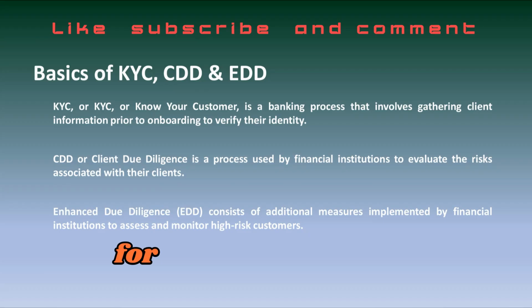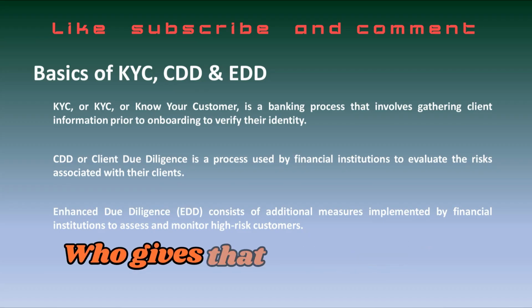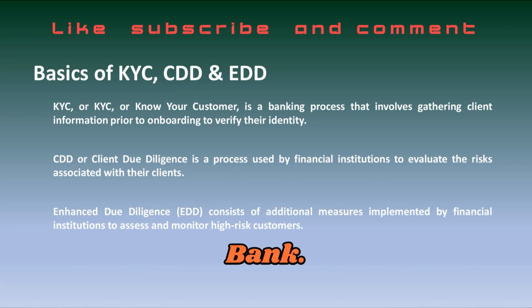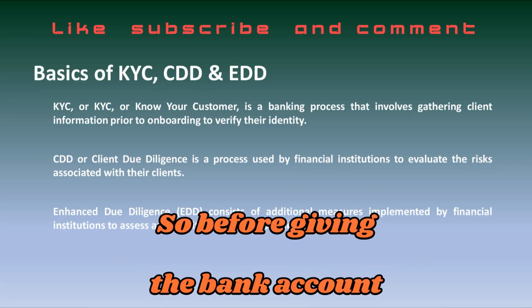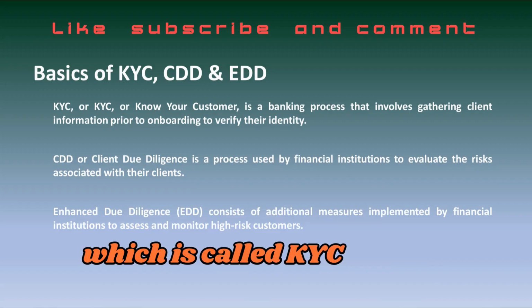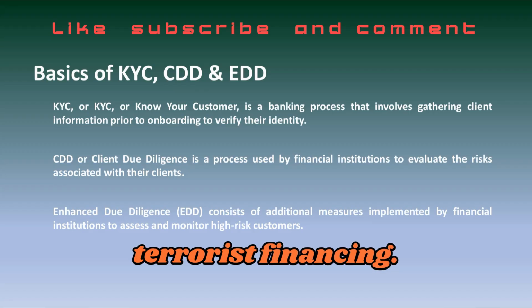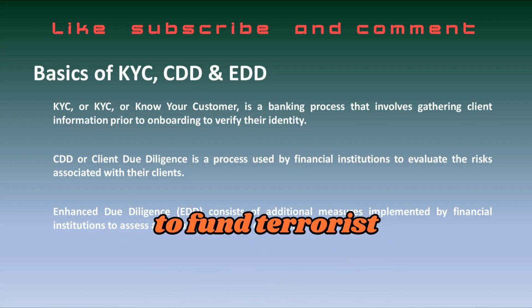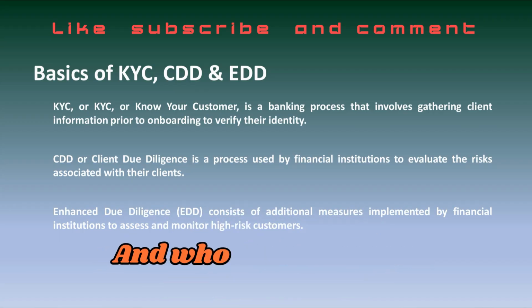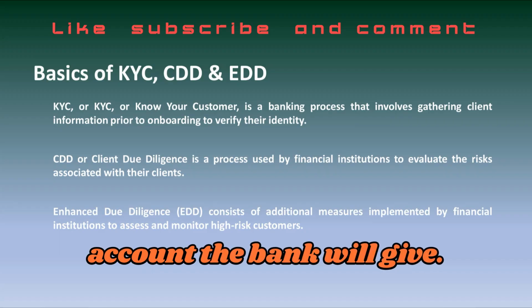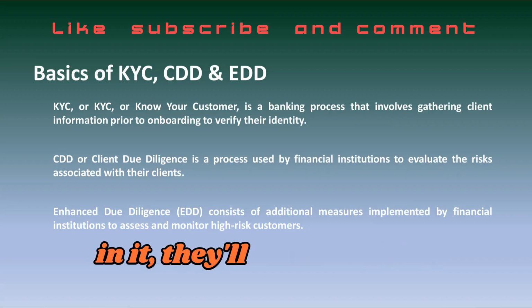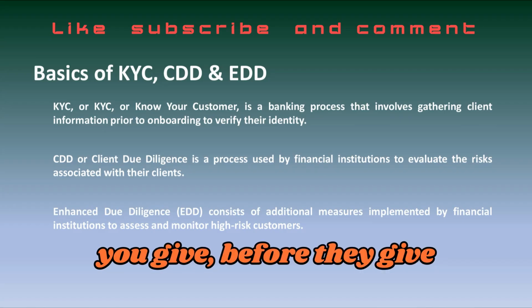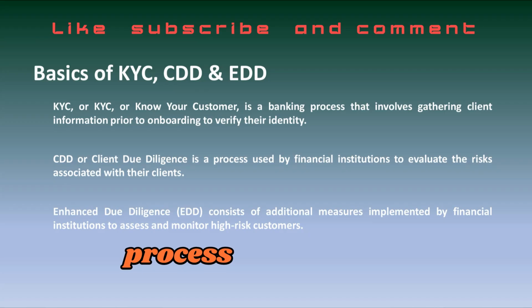In the same way for money laundering, if you want to launder money, you need a bank account. Who gives that bank account? The bank. So the bank already knows there is a risk. Before giving the bank account, they have to perform some checks, which are called KYC checks. In the same way for terrorist financing, if you want to fund terrorist organizations, you need a bank account. And who gives that bank account? The bank will give it. As there is a risk in it, they'll screen you before they give you a bank account. So the screening process is called KYC.